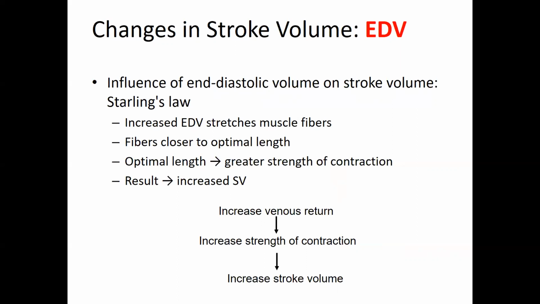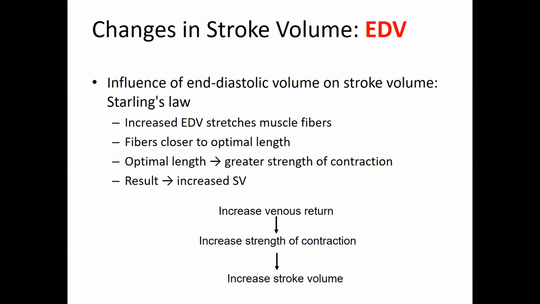This introduces Starling's law. So Starling's law says that if we stretch the heart chamber, if we stretch that ventricle by filling blood into it, we're going to stretch the muscle fibers. Now, the muscle fibers of cardiac muscle are different from the muscle fibers of skeletal muscle. And so at their optimal length, they're going to generate more force. The difference is with skeletal muscle, its optimum length is in the middle, right? It can't be too big and it can't be too small. We already studied this. The optimal length for skeletal muscle is right in the middle.